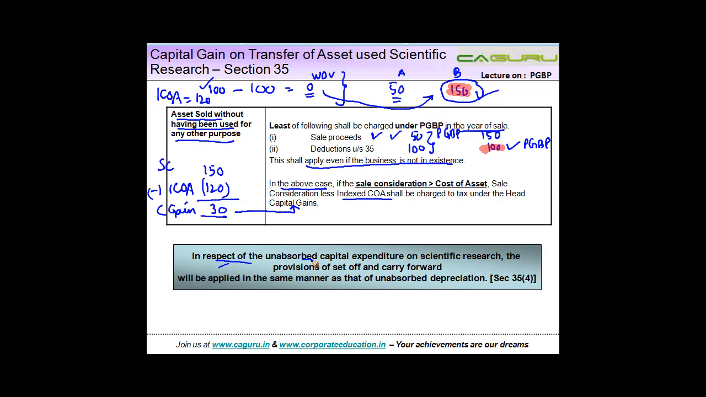In respect of unabsorbed capital expenditure on scientific research, the provision of set off and carry forward was applied in the same manner as that of unabsorbed depreciation. And this we've already seen in one of the earlier videos. So I'm not repeating it. You can go back and refer to that video again as to what is the tax treatment.